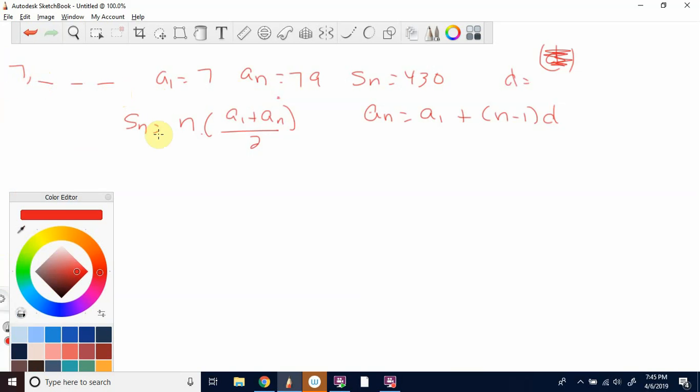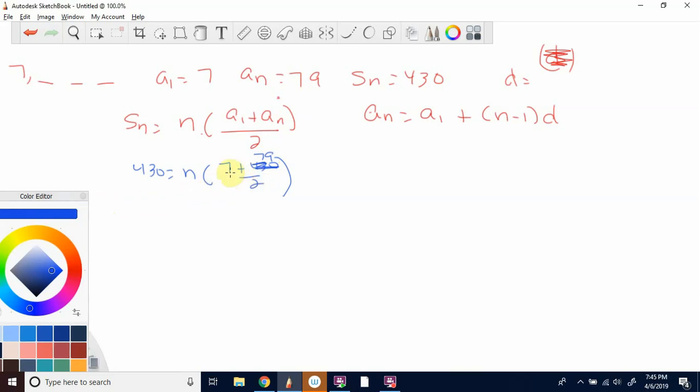I don't know what. So, based on what I'm given, I know that this is 430 equals n times 7 plus 79 divided by 2. Oh, sorry, I don't know why I wrote 430 there. 79 here. Do the math, and I'm not going to do the algebra. You can do the algebra. Do 7 plus 79 divided by 2, which should give you 43. Actually, I'll do the math. Equals n times 43. We divide by 43, so n is 10.